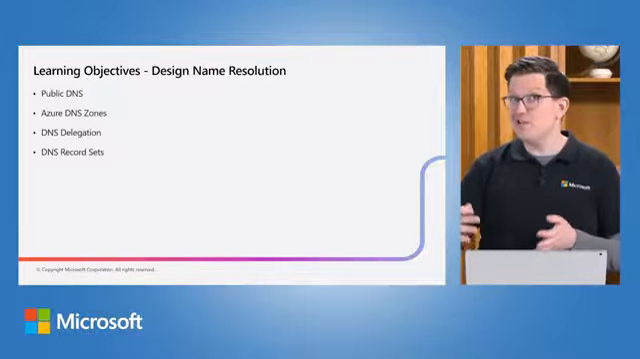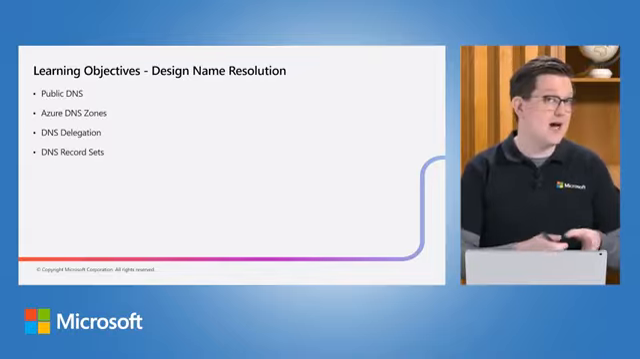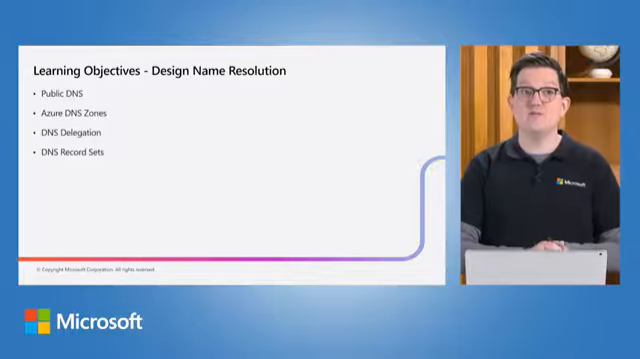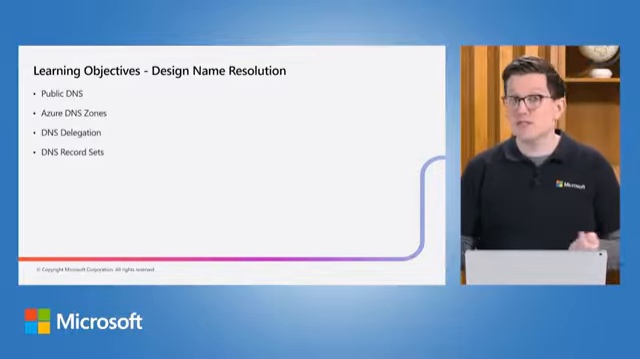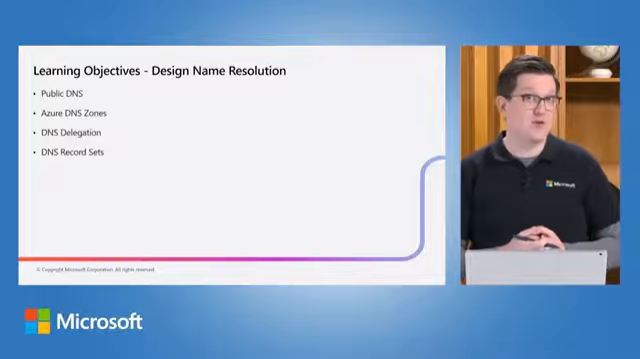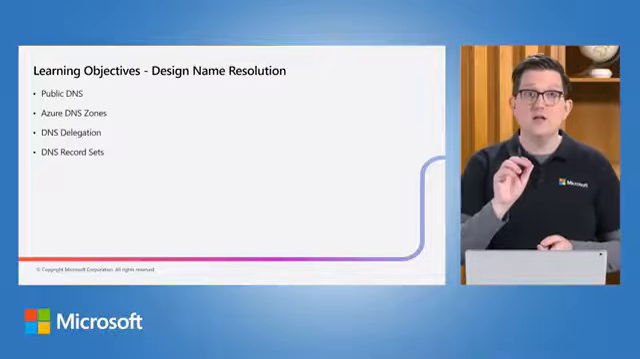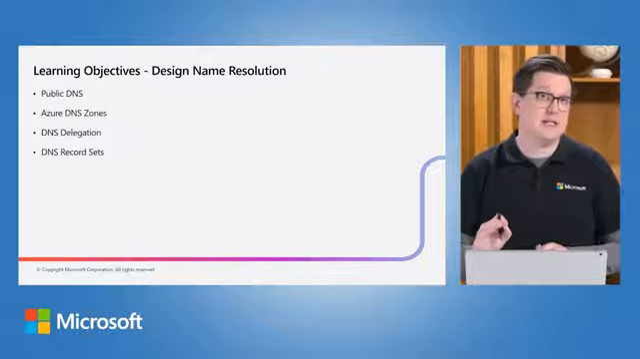Ensure that people coming in don't need to know some arbitrary IP address to be able to get into your environment and find the site they're looking for. They can just use something a little bit friendlier and a little bit more human readable. Let's begin with that public DNS.